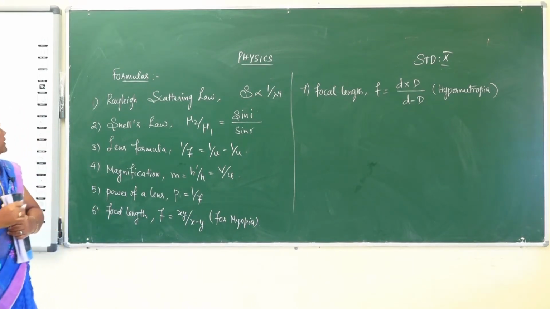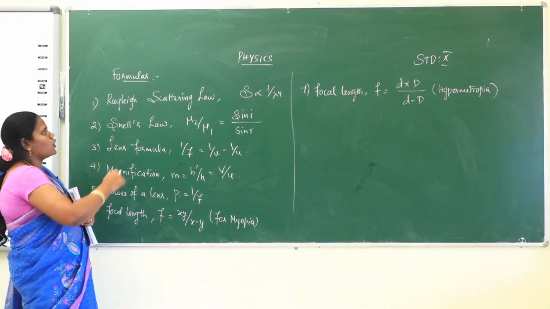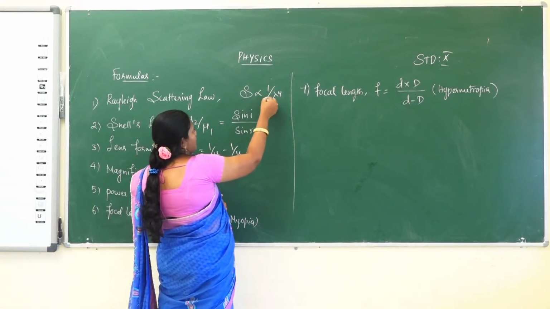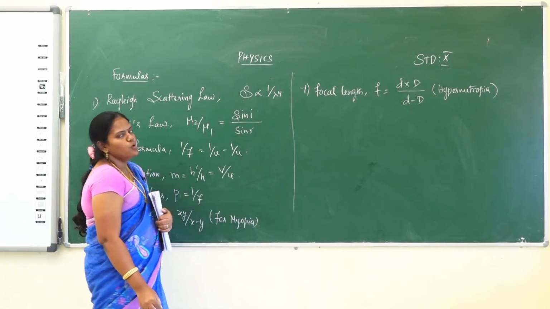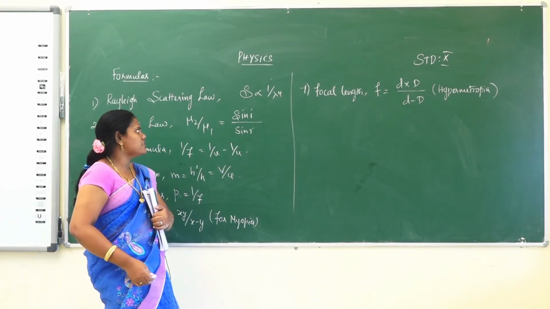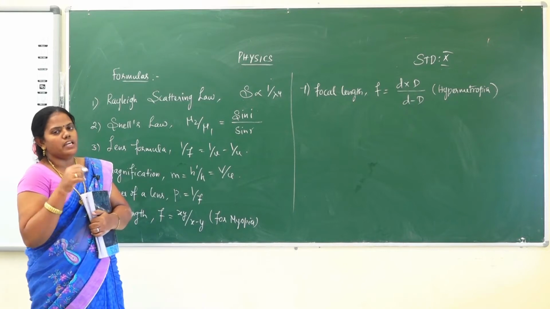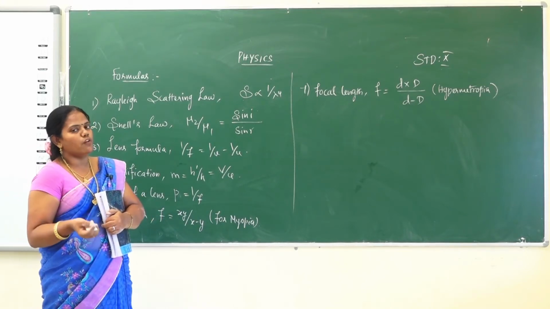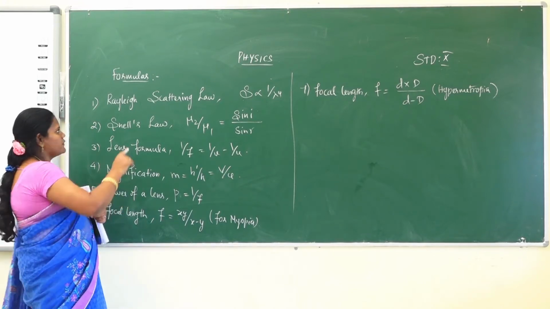Okay. The first one is the Rayleigh scattering law. According to the Rayleigh scattering law, the amount of scattering is directly proportional to 1 by lambda power 4. What is lambda? That is the wavelength. So the amount of scattering is directly proportional to the reciprocal of the 4th power of the wavelength. Okay, that is the first formula.